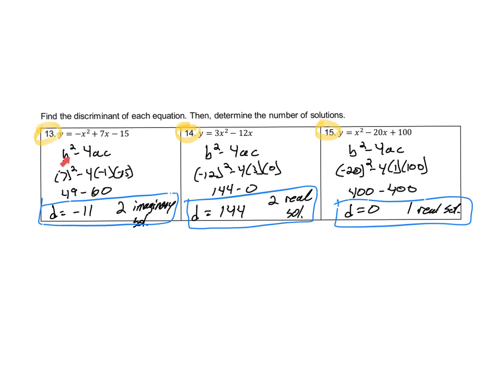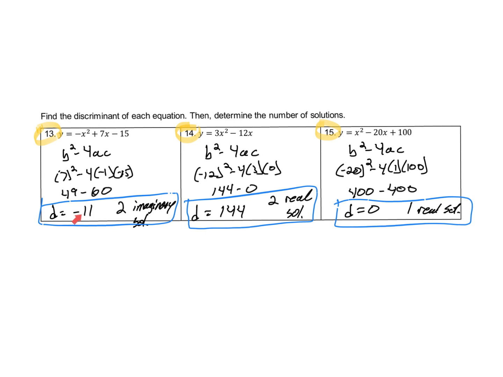So what we have to do is find b squared minus 4ac. This is the part of the quadratic formula that's called the discriminant. So for number 13, when I worked that out, the b was 7 squared minus 4 times a, which is -1, times c, which is -15. 49 minus 16, you notice that the discriminant is -11.